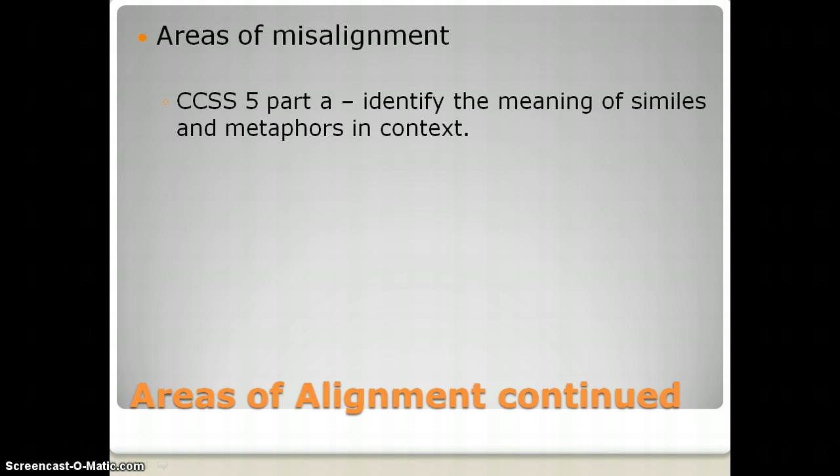One primary area of misalignment, specifically, it's really a reading strategy, but it falls under sort of the vocabulary area for the Common Core State Standards, which is to identify the meaning of similes and metaphors when they're in context. And what I know from my experience with the program is that even under the old California state standards, which only ask students to identify similes and metaphors and not to identify their meanings, the program did a very poor job, only mentioning them once and with no practice activities.